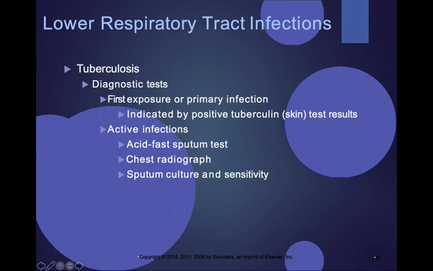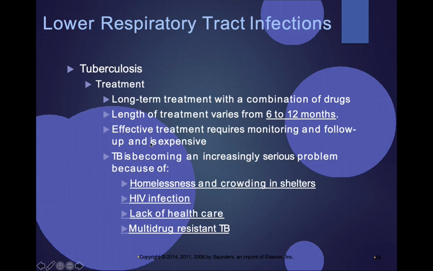The diagnostic test for the first exposure or the primary infection can be indicated by a positive TB skin test result. For active infections, there's the acid-fast sputum test plus a chest x-ray, and they can culture the sputum. With TB, this is not something that's treated quickly. It's long-term treatment with a combination of different drugs. They'll use a different type of cocktail here. But the length of the treatment can be 6 to 12 months.